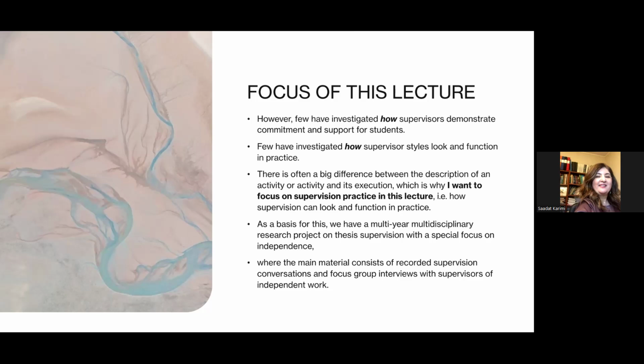As a basis for this, we have a multi-year, multidisciplinary research project on thesis supervision, with a special focus on independence, where the main material consists of recorded supervision conversations and focus group interviews with supervisors of independent work. The project was conducted at Gothenburg University in Sweden.